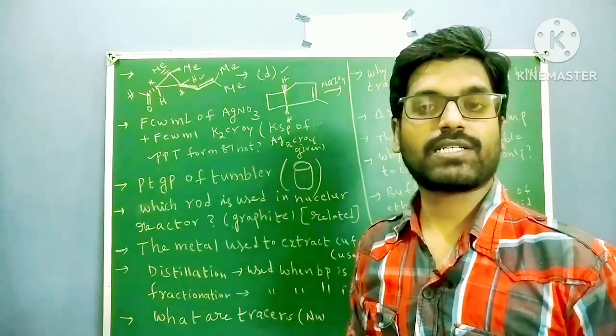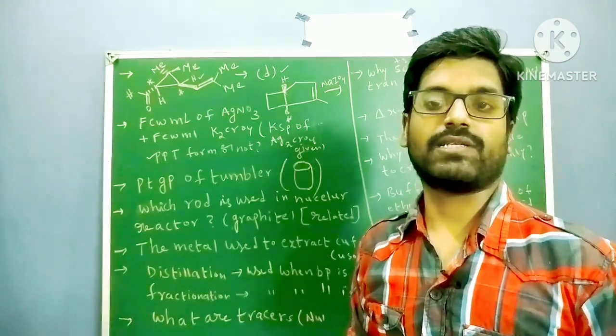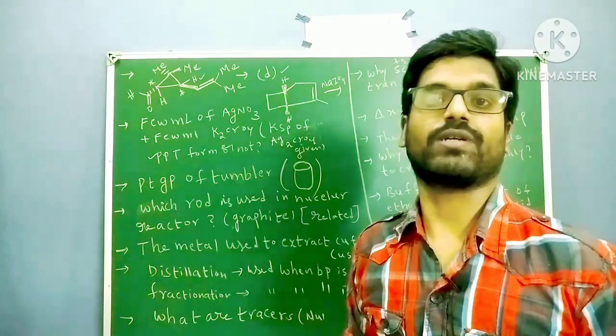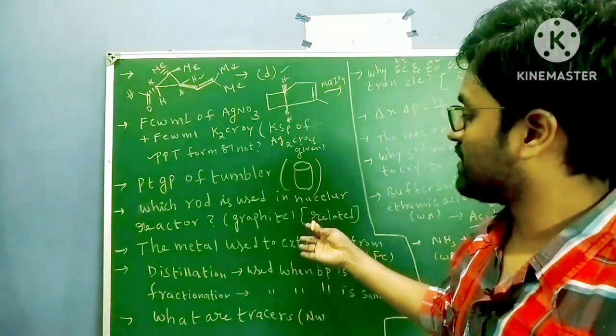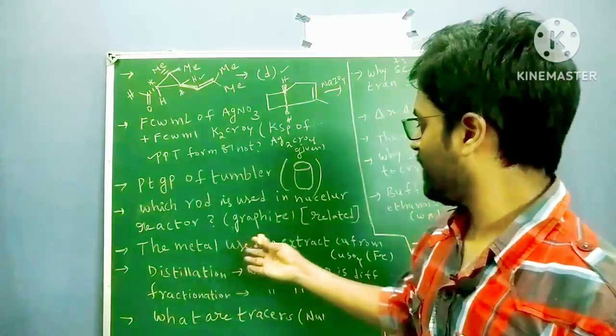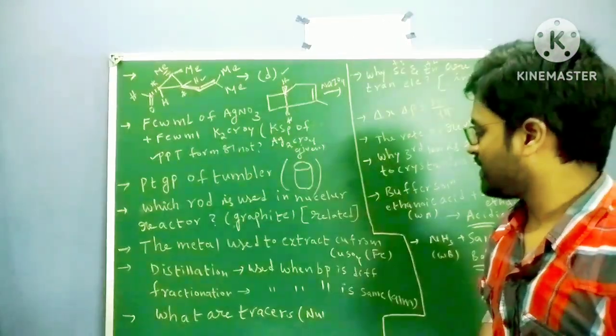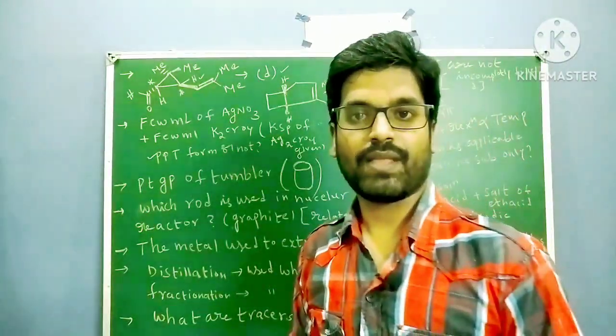I said in the last video that metallurgy, the extraction of metals, is very important, right? So the interviewer asked a question on this metallurgy. The metal used to extract copper from copper sulfate? The answer is ferrous, iron.